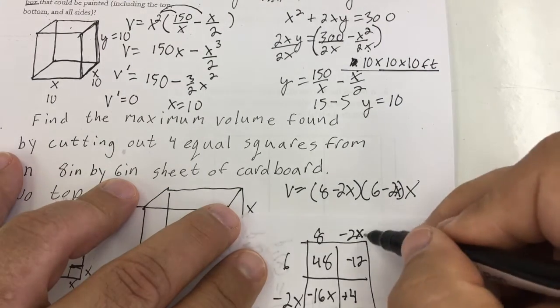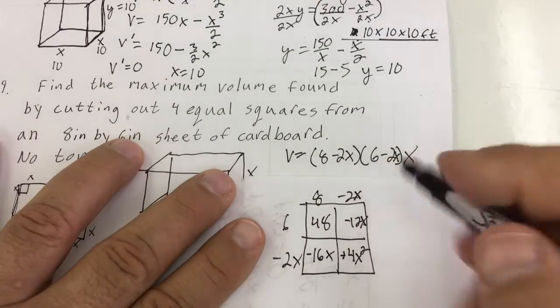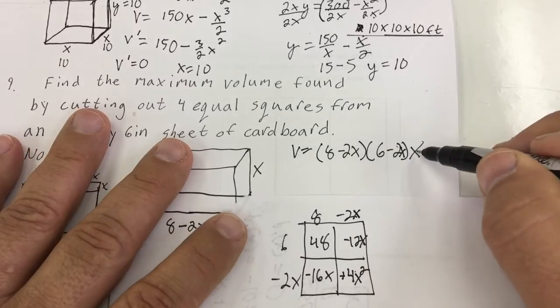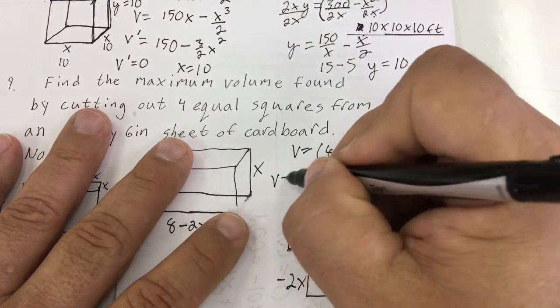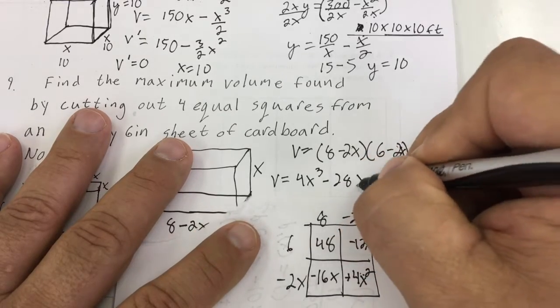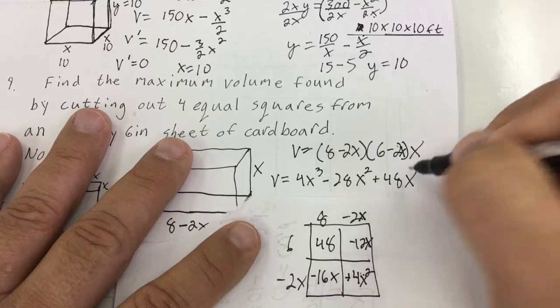Oh, that should have been an x there. So that's going to give me 12x. This is going to give me plus 4x squared. Sorry about that. That's a 2x. That's a 2x. 4x squared. So I have to also multiply this all by x. So 4x squared times x is 4x cubed. 16 minus 12 is negative 28x. But I'm going to multiply that by that x squared, plus 48x.